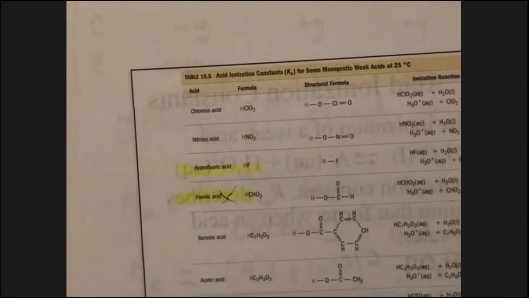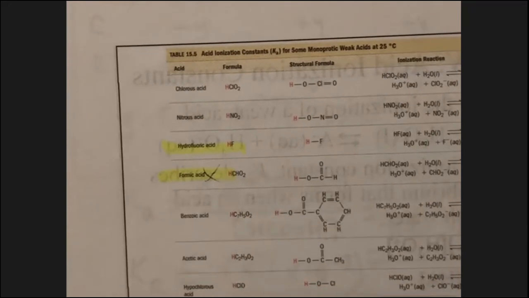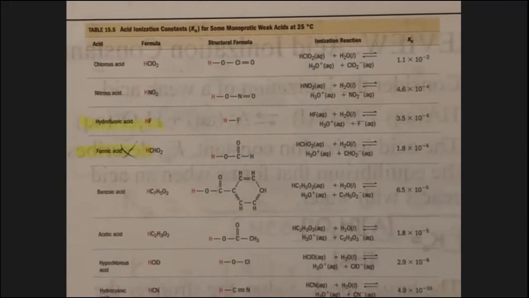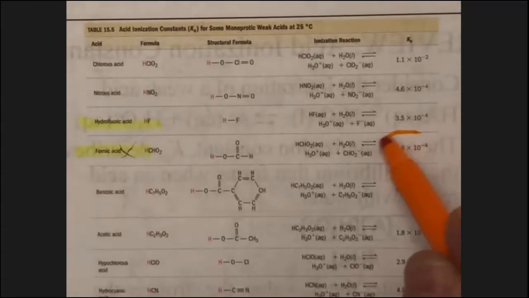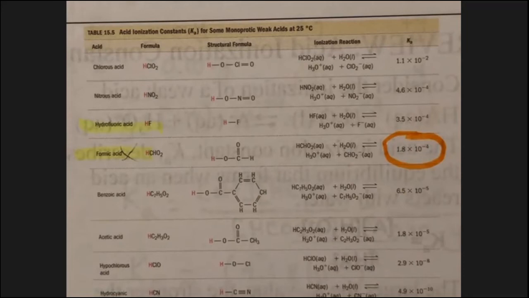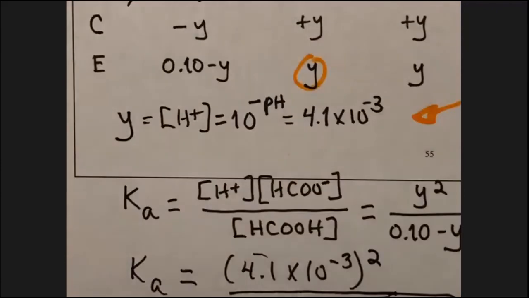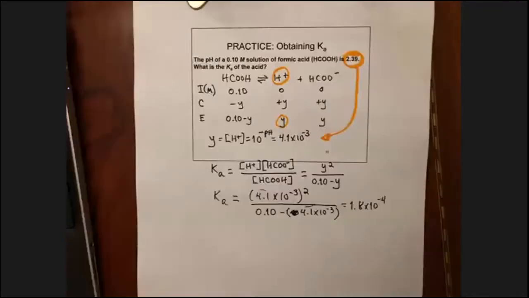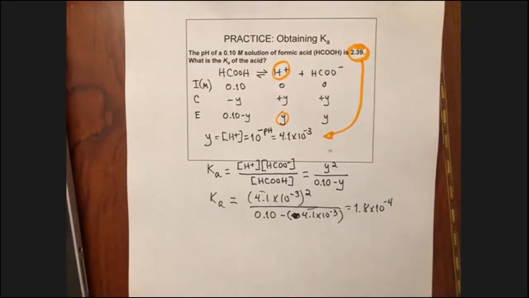See formic acid there, right underneath HF. Wait for it. Oh, look at that. It is actually 1.8 times 10 to the negative 4. So that is one way in which you can find the Ka value of a weak acid. You basically set up a solution of known molarity and you check the pH.